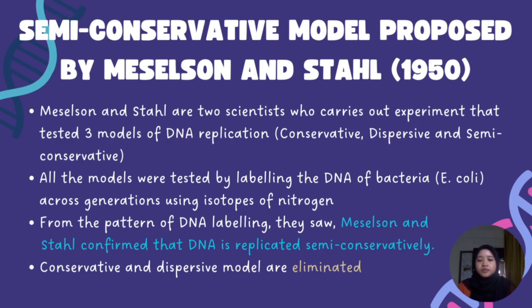Semi-conservative model proposed by Meselson and Stahl. Meselson and Stahl are two scientists who carried out experiments that tested three models of DNA replication: conservative, dispersive, and semi-conservative. All the models were tested by labeling the DNA of the bacteria E. coli across generations using isotopes of nitrogen. From the pattern of DNA labeling they saw, Meselson and Stahl confirmed that DNA is replicated semi-conservatively. Conservative and dispersive models are eliminated.